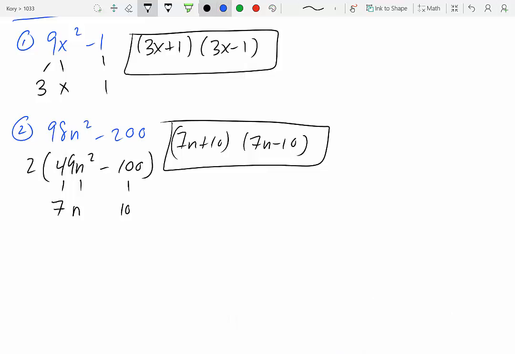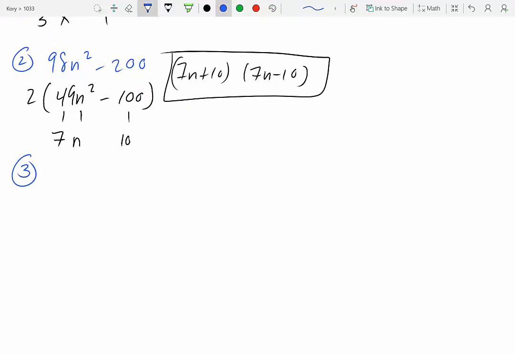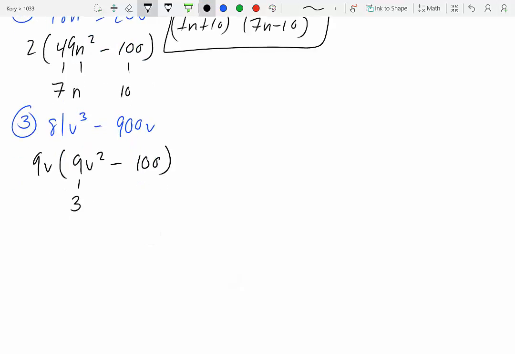Alright, number 3. We have 81v cubed minus 900v. So v itself does not have a perfect square, nor does 900, but they do have something in common. They have 9v in common. So we have 9v squared minus 100. Now we have perfect squares. The square root of 9 is 3. The square root of v squared is v. And then the square root of 100 is 10. So we have 3v plus 10 and 3v minus 10.